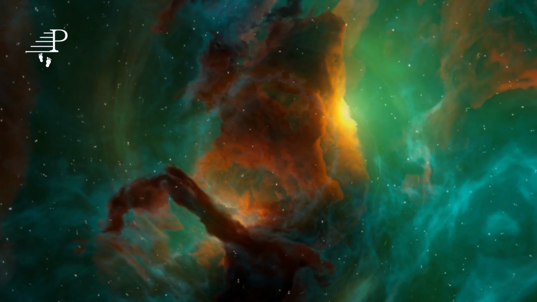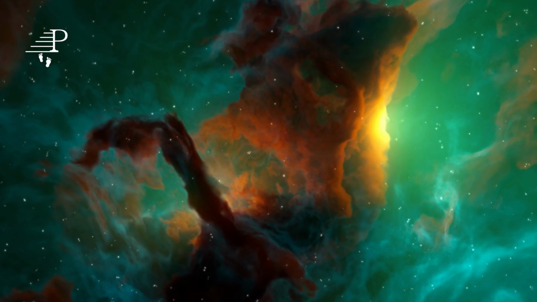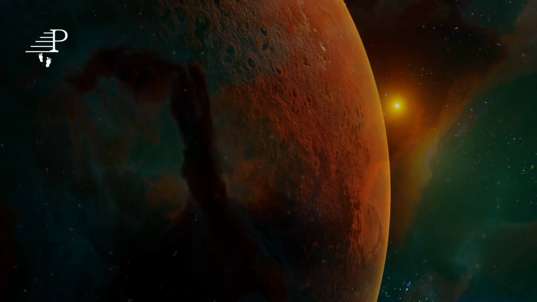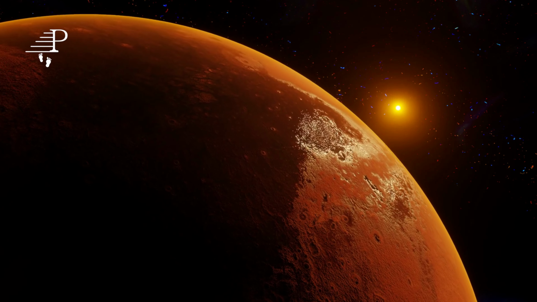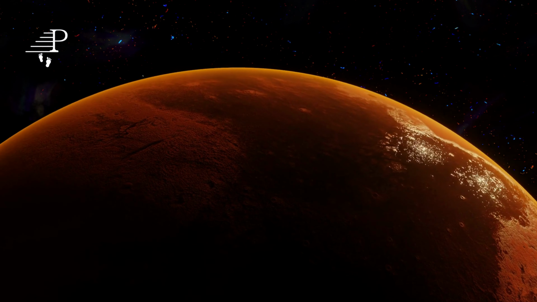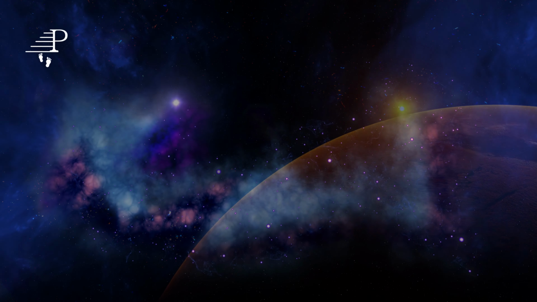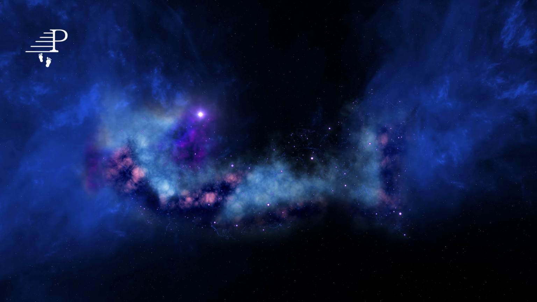In conclusion, black holes are some of the most fascinating and mysterious objects in the universe, with properties and effects that challenge our understanding of the laws of physics. From the formation of stellar black holes to the growth of supermassive black holes, they play a crucial role in shaping the structure and evolution of galaxies.